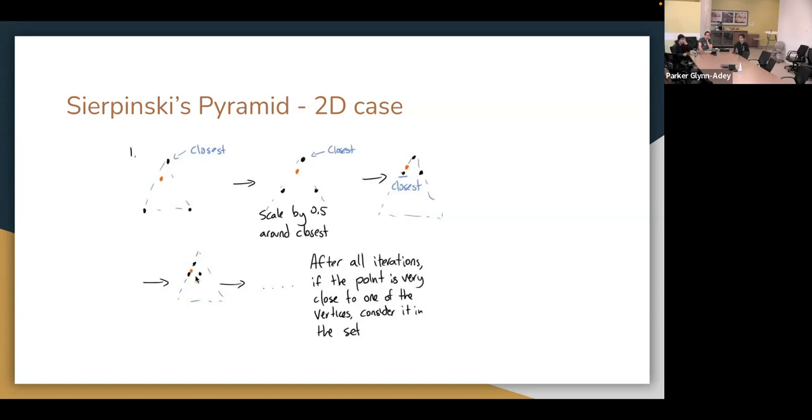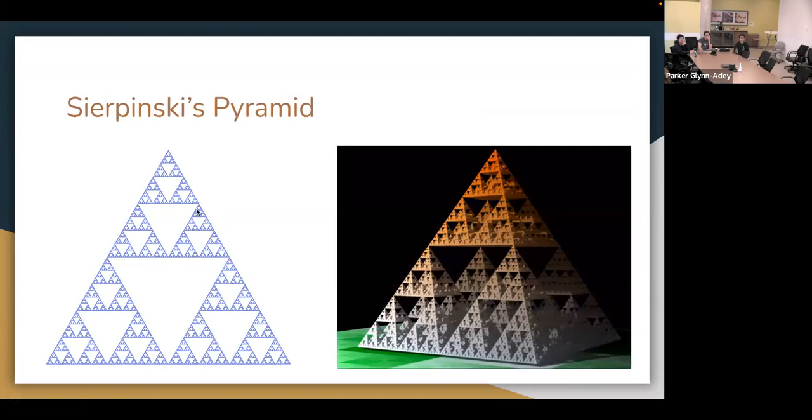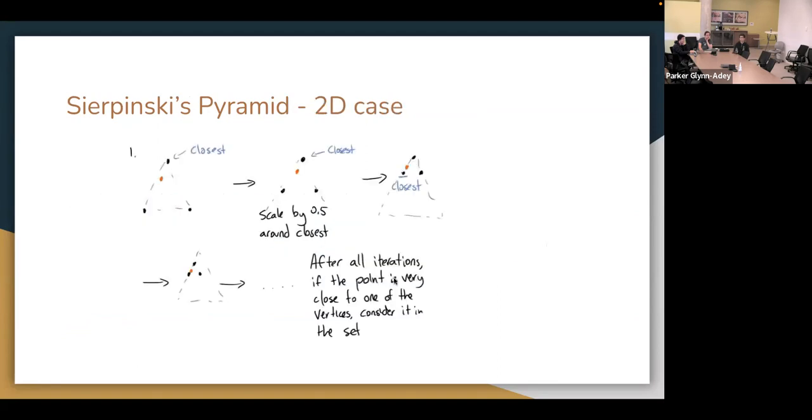So essentially what this algorithm does is it finds the closest vertex to the point, as you can see here. After iterating over all of these vertices, it finds whichever one is the closest to the point. And if the distance to that vertex is very small, that means we can consider that point to be inside the geometry of your pyramid. So we'll mark that as being inside the pyramid. Otherwise it would be a miss, so whatever color you want to paint it when it misses.